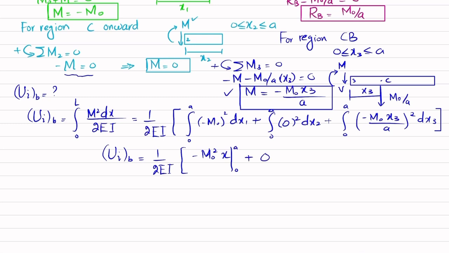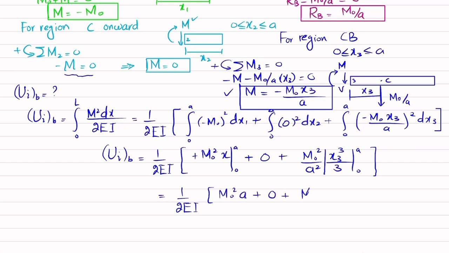Clear? Plus this will give you 0, and this will give you minus m naught plus m naught squared over A squared into x3 squared. So the integral of x3 squared will be x3 cubed divided by 3, and the limit from 0 to A. Clear? And if you further simplify it, 1 over 2 EI into this will also be plus m naught squared A, plus 0, plus m naught squared over 3A into A cubed.